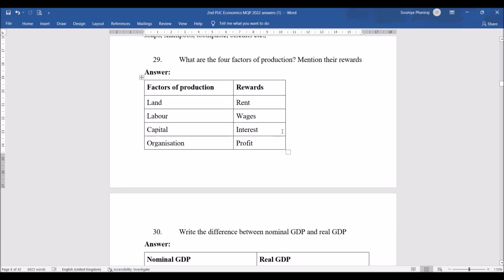What are the 4 factors of production? Mention their rewards. For the 4 factors of production, it is good to depict in a tabular format. So I have given a description here with 2 columns, factors of production on one side, rewards on the other side. For land, rent is the reward; labor, wages or salary is the reward; capital, interest is the reward; organization, profit is the reward.